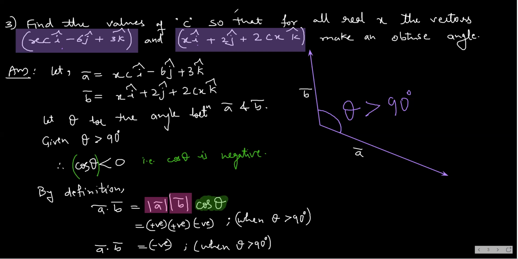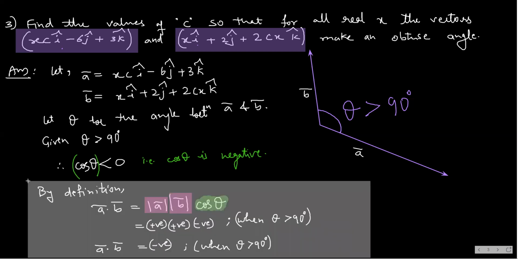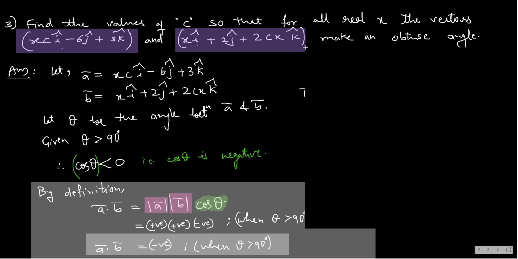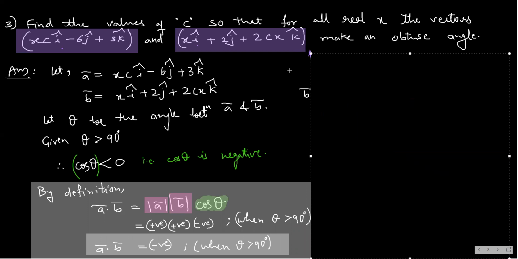Now this part which I showed, if you want, you can write it in the solution, or you may not write it in the solution. You directly write this. We know that when theta is greater than 90 degrees, when theta is an obtuse angle, then a bar dot b bar is negative. Okay, so now I begin writing the answer.